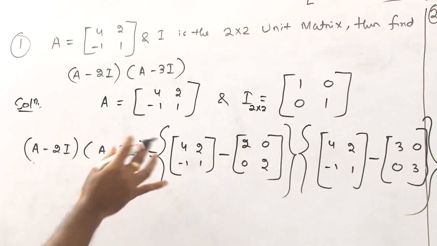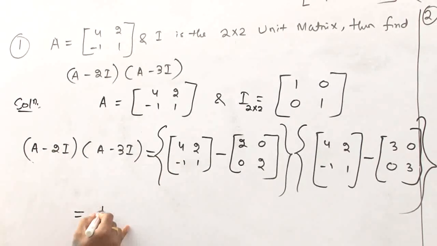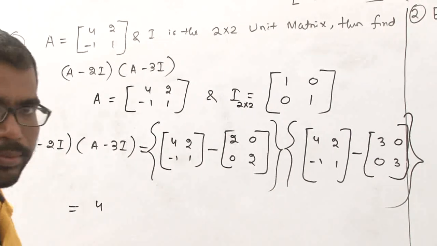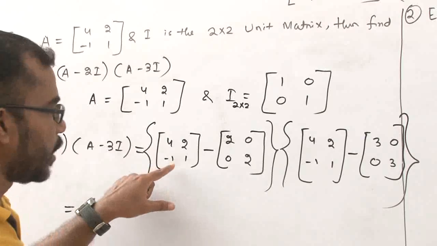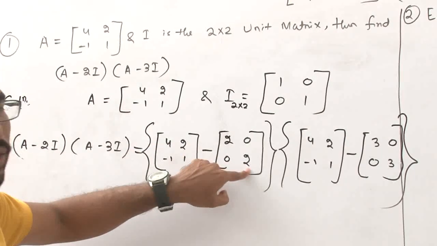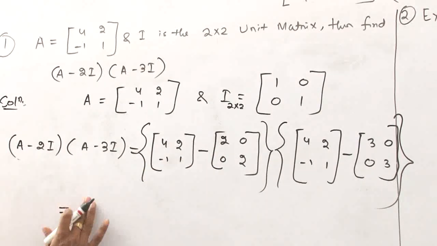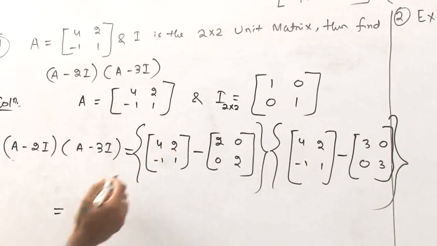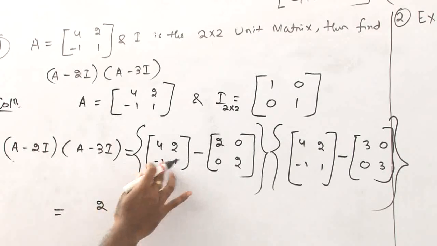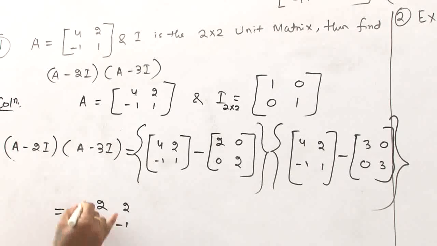Now calculate or solve this expression. If we subtract two matrices, first we have to check whether it is possible to subtract them or not. It is possible because the order of the first matrix is 2 into 2 and the order of the second matrix is also 2 into 2. So we can subtract. If we subtract the corresponding elements, we get the result 4 minus 2, that is 2, 2 minus 0, that is 2, minus 1 minus 0, that is minus 1, 1 minus 2, that is minus 1.